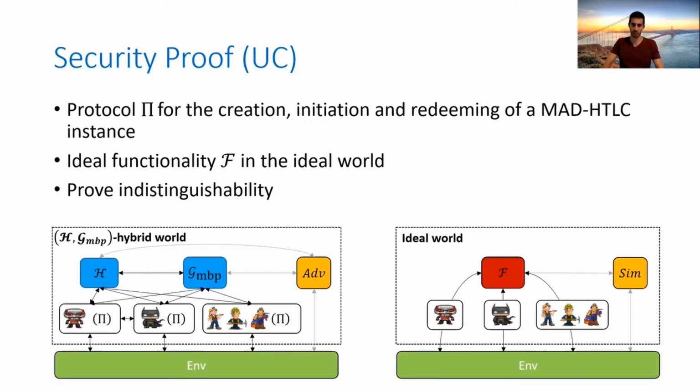Now we prove these are indeed the only possible interactions. So we define an ideal functionality F, detailing the desired possible interactions in an ideal world. We also define a protocol pi that states how a MAD-HTLC instance is created, initiated, and redeemed. This protocol uses the hash function in the blockchain, which we model as global ideal functionalities. So we consider the protocol pi in a hybrid world. The last step is showing the hybrid world with protocol pi and the ideal world with functionality F are indistinguishable.